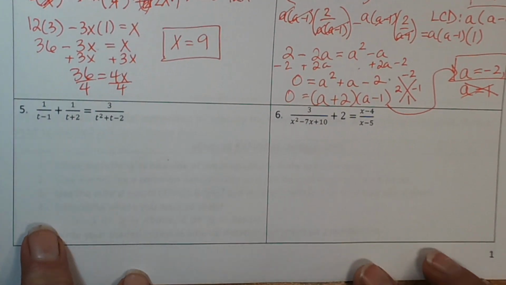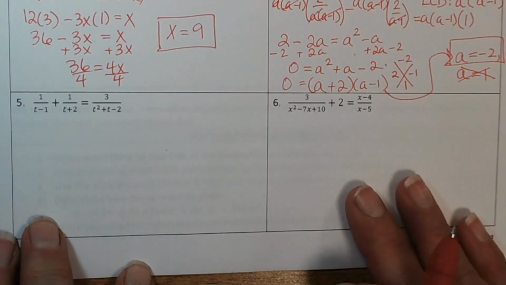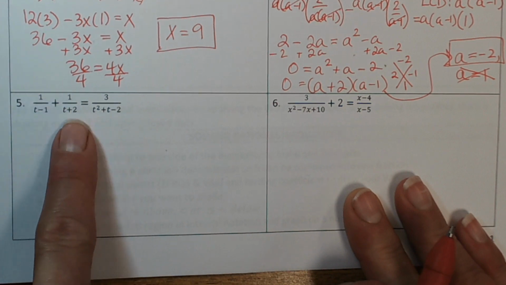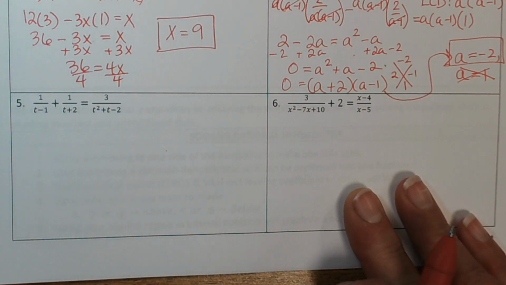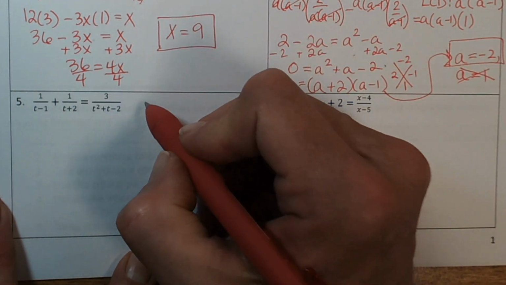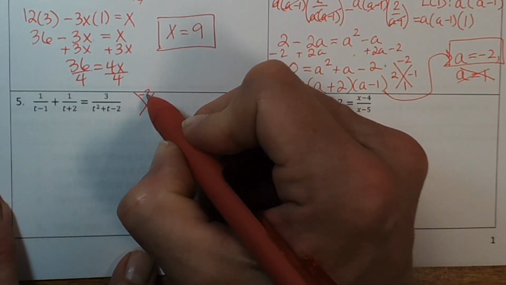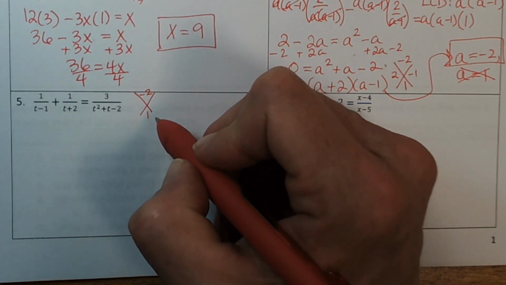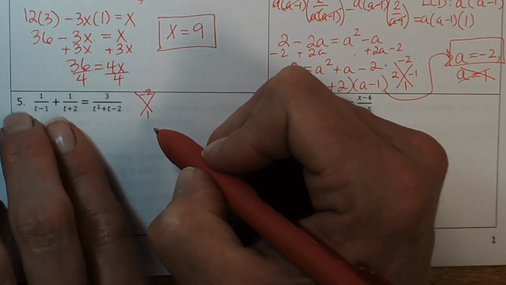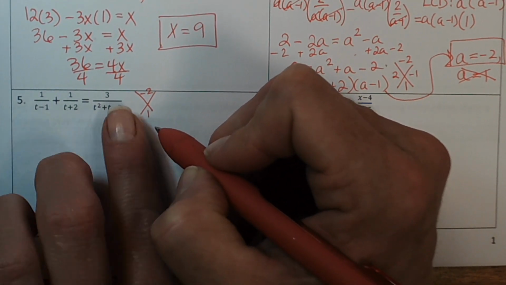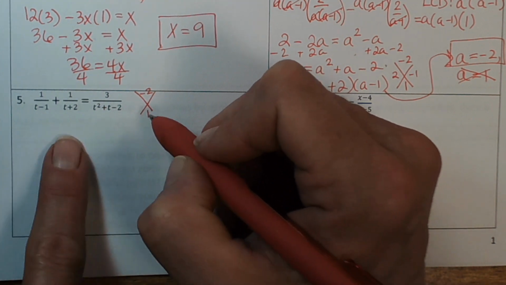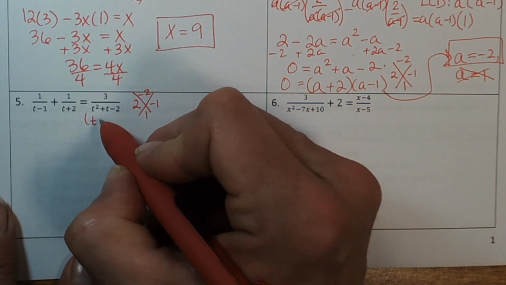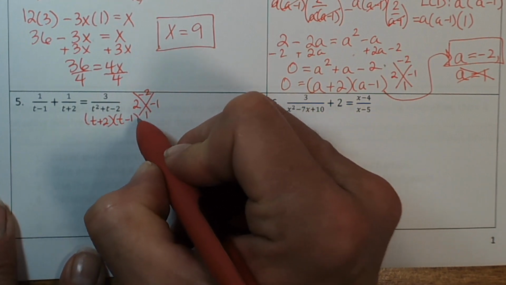All right, moving on to number 5. Again, the first thing we do is look to simplify all of our denominators. Since t minus 1 and t plus 2 are already as simplified as they can get, I need to factor my denominator over here. So I have a negative 2 and a positive 1. What multiplies to negative 2 and combines to positive 1? Just a little hint, many times these are the factors of whatever that polynomial is, and I see that's the case here. It would be 2 and negative 1. So this is t plus 2 and t minus 1.